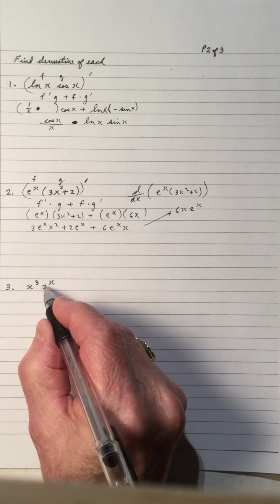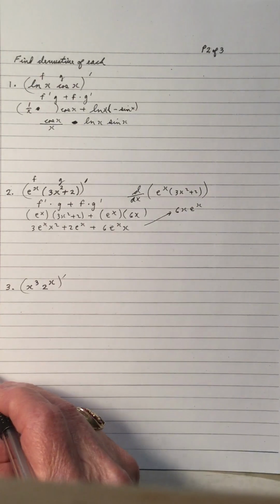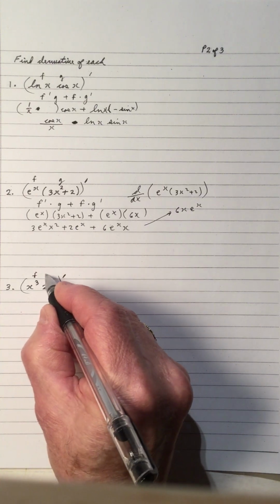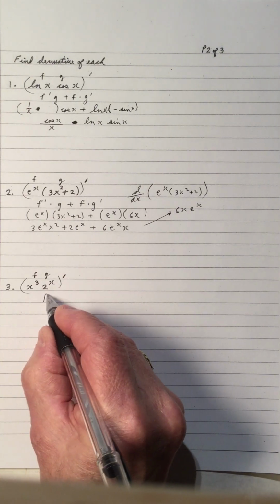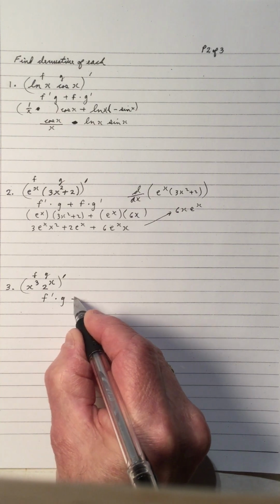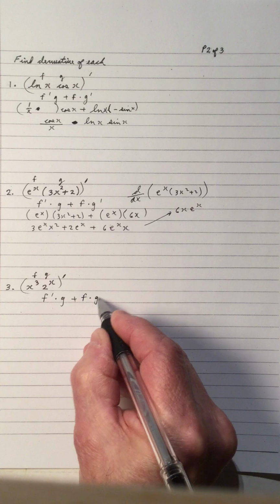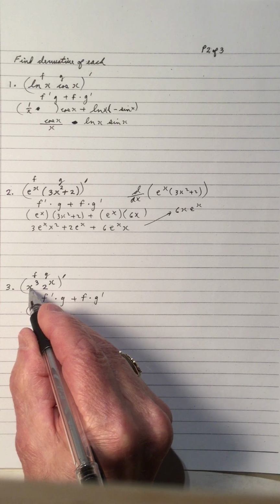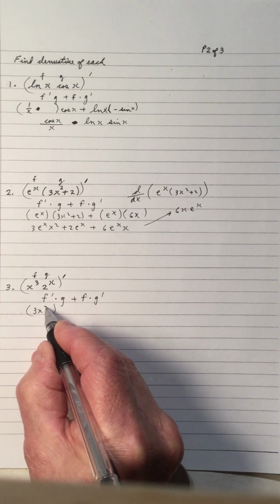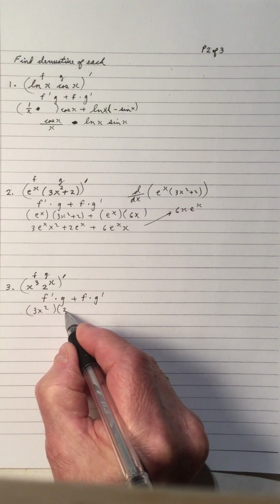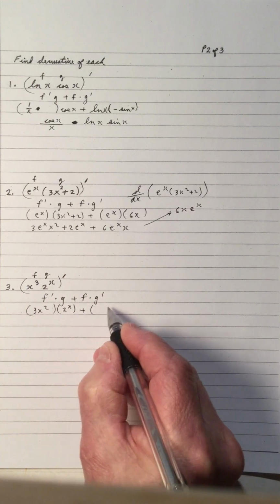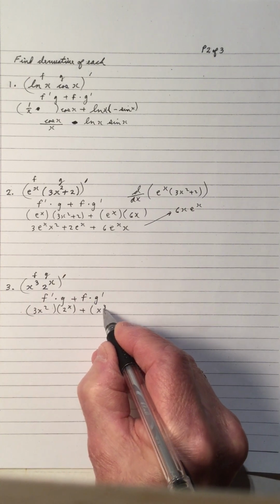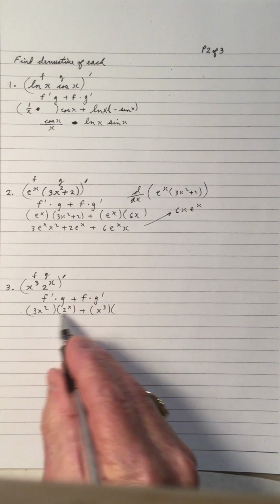And again, the derivative of this one, I'm saying it here, but I just write that down, so this is f and this is g. So this is f prime times g, add on f times g prime. And f prime, f is x cubed, so that's 3x squared, times g, which is 2 to the x. Add on f, f is x cubed. Notice I put them in brackets just to keep it straight.